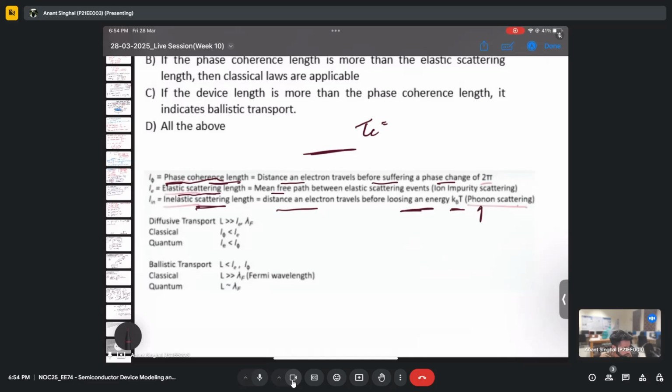So this is the phonon scattering that we studied in the drift velocity. There is some phonon scattering due to which we have a net displacement of 0 and then leads to the drift velocity.